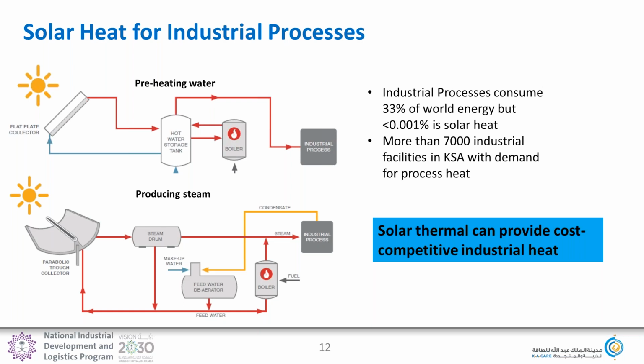So this shows 2 different possibilities. You could have flat plate that's providing fairly low temperature process heat versus concentrating that would provide higher temperature. So that would depend on what kind of process is being served.